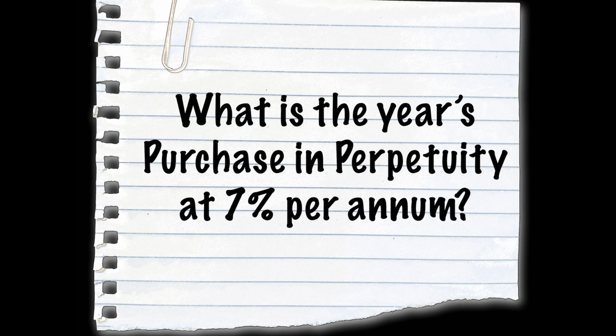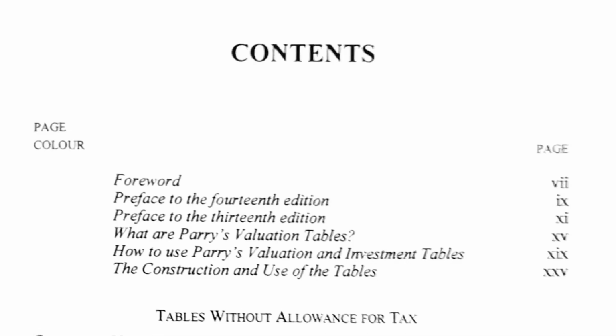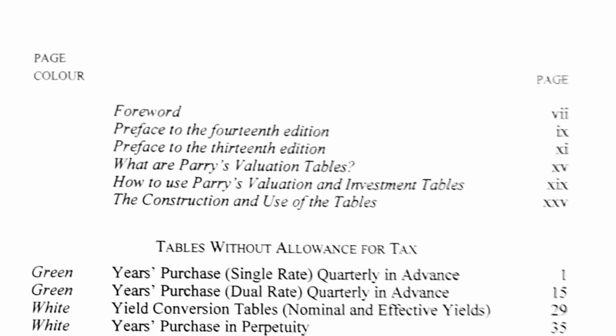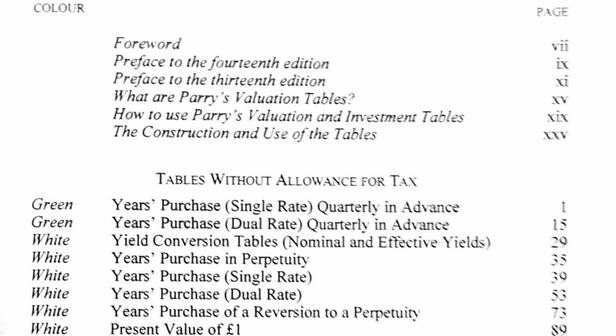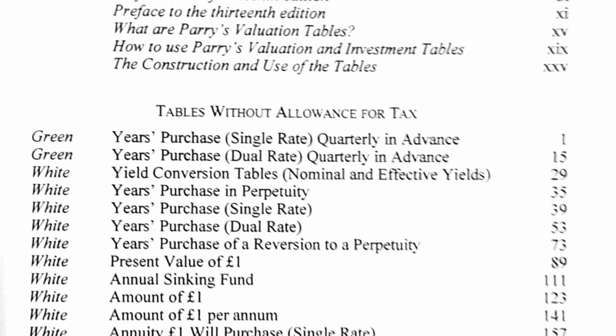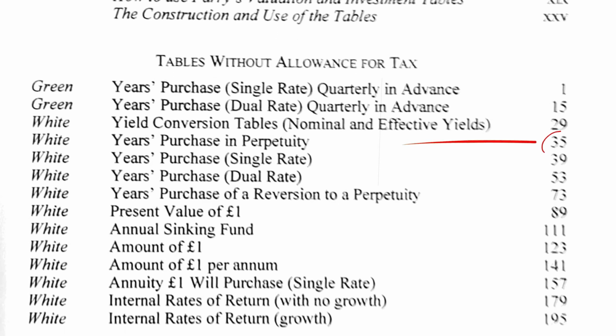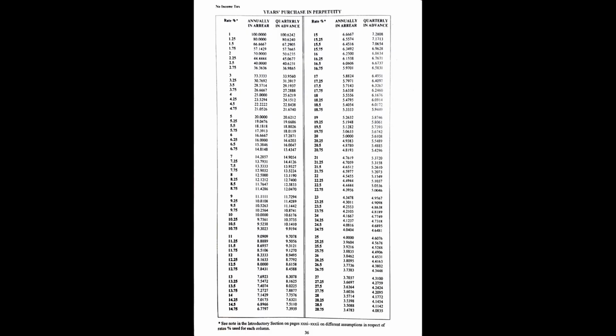But unlike all the other questions, the YP in perpetuity does not have a number of years because it's in perpetuity, right? It's not bound by time. So let's go to the content table again to check for where the table is. And the contents page tells us that it is on page 35. So this is the YP in perpetuity table.